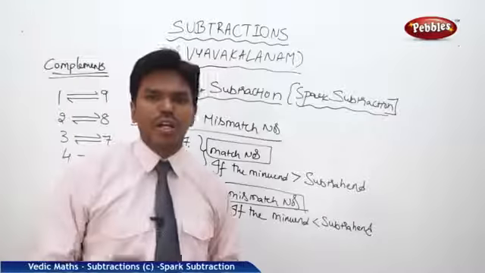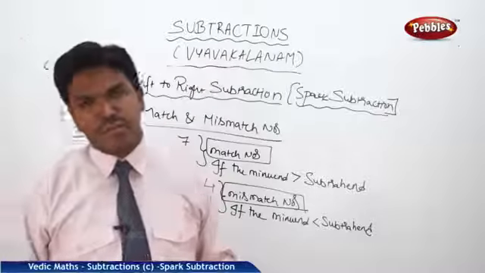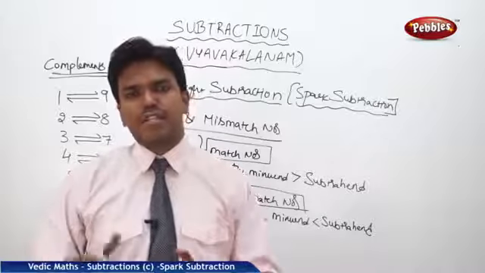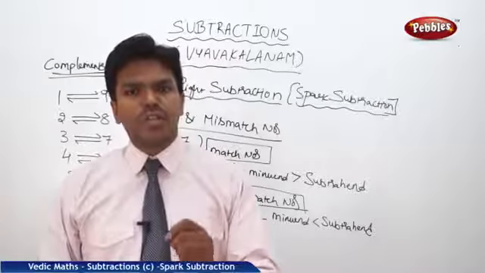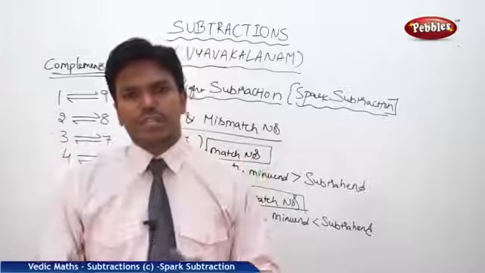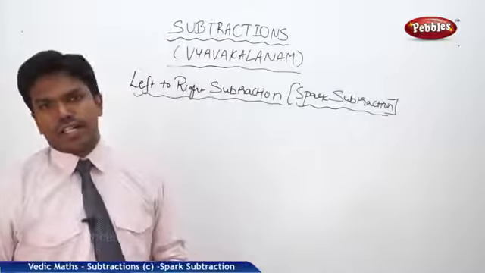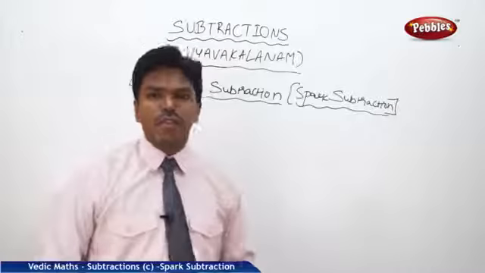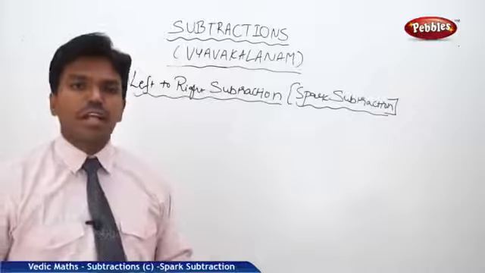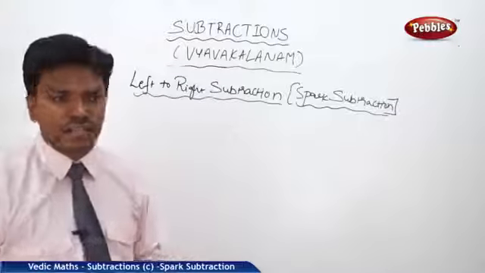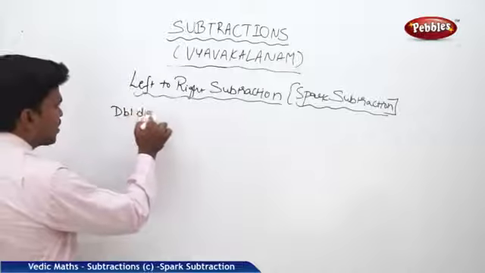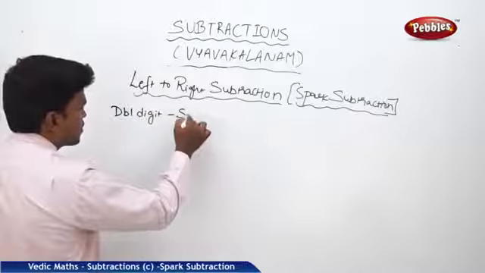Now we will go into the actual subtraction method, which is the easiest one in Vedic maths when you compare it with any other conventional method, because we are going to get the answer within a single line, without any borrowings and without using any fingers. Now we will start the left to right subtraction, that is spark subtraction method, with double digit minus single digit. First we will discuss double digit minus single digit.